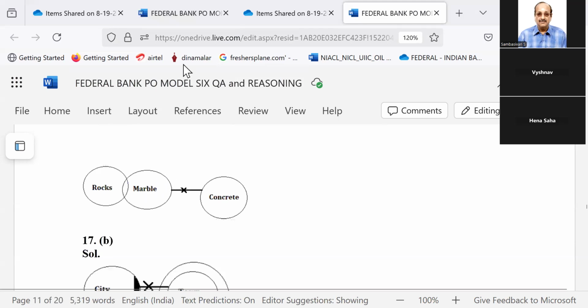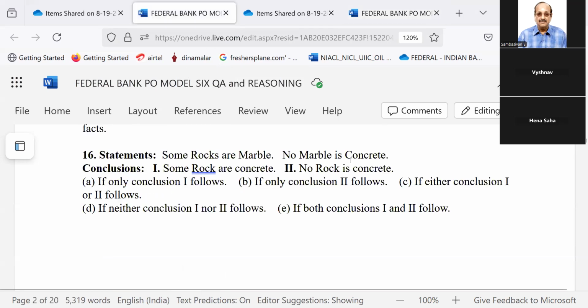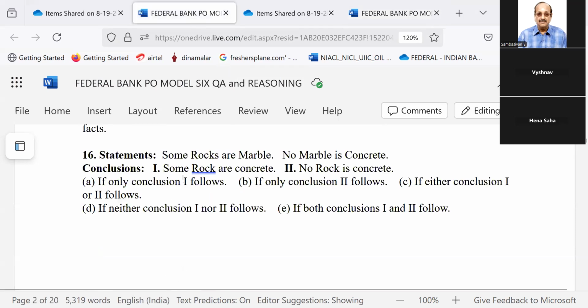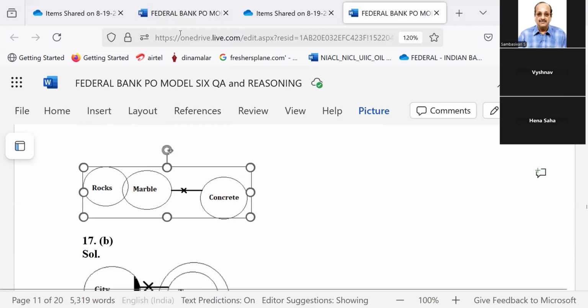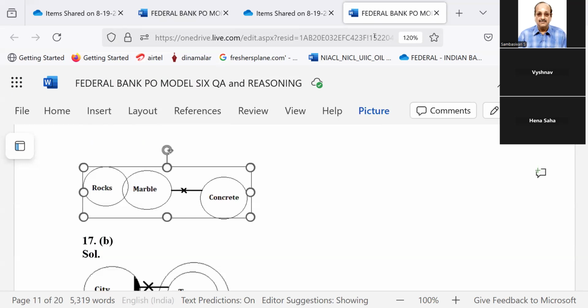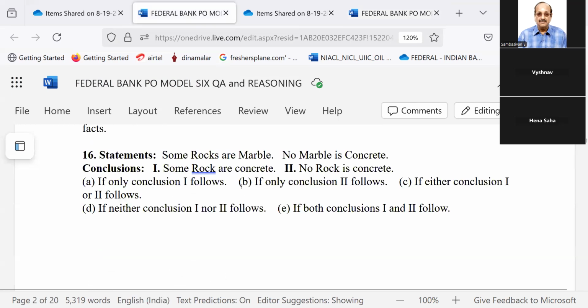Rocks, marble. Then second, no marble is concrete. Correct. Conclusion-wise, some rocks are concrete. Then second conclusion, no rock is concrete. Correct. Either there can be a connection between this and this, or there cannot be a connection. That is why they say either this or that follows. Okay.